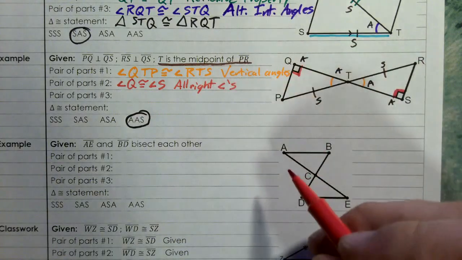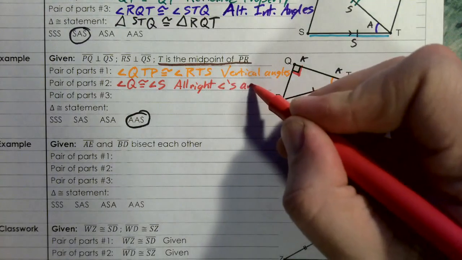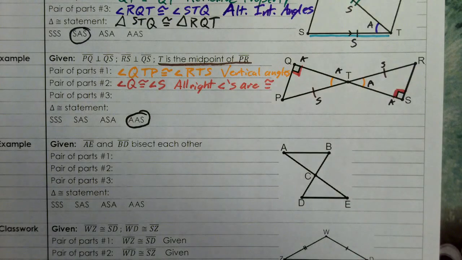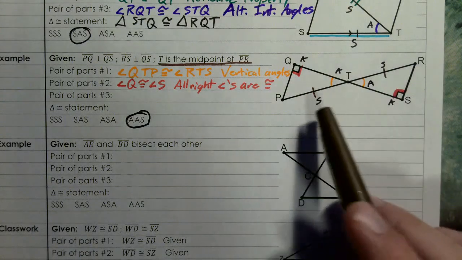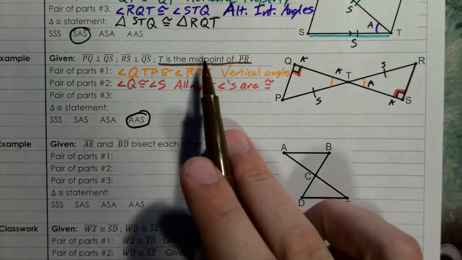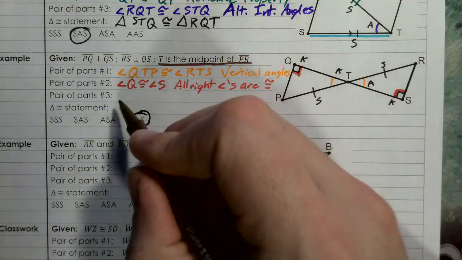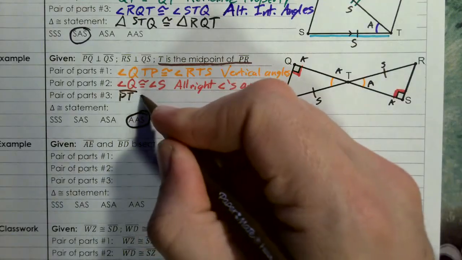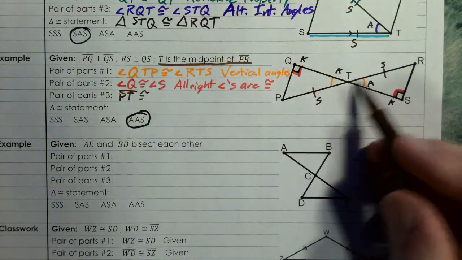I'm going to abbreviate it. All right angles are congruent. Great. And then our last bit was that these segments were congruent to each other. We got them from that definition of midpoint. That's what a midpoint does, makes PT congruent to TR.